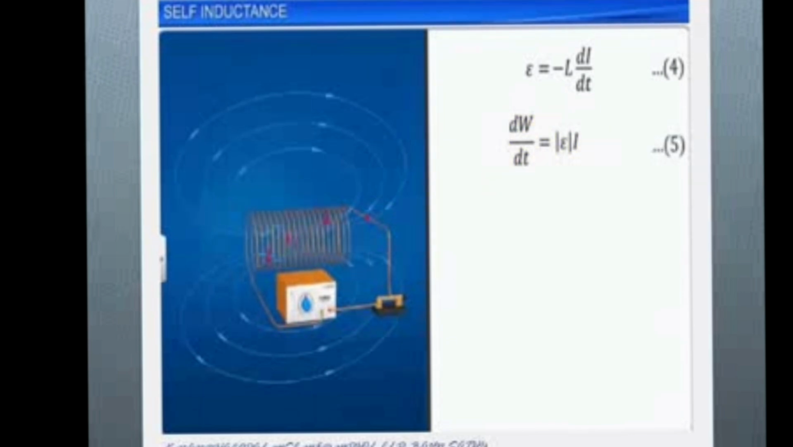So dt is brought down; the dt was on the other side. So dW/dt equals emf times I. The amount of work done, dW/dt, equals L i di/dt. We are substituting that value here instead of E, so you can get this equation.